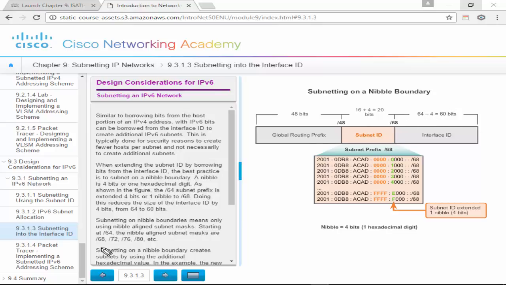And so we have 64, 68, 72, 76, 80. They have to be divisible by 4. So 84, 88, right, all the way to, I don't know, 128 if we didn't want any host bits, but 124 would be how far we clear. And 124 would give us 16 hosts, okay?